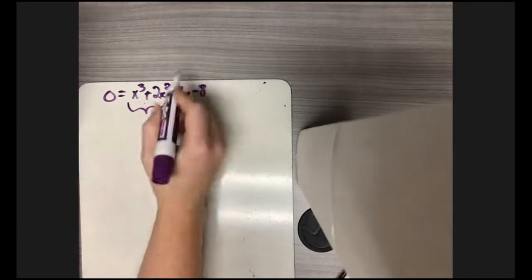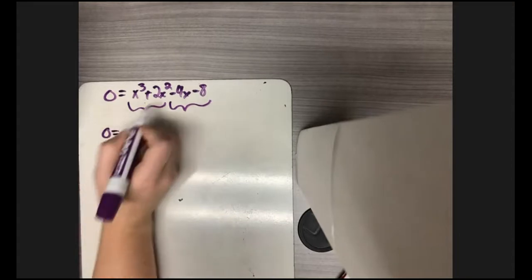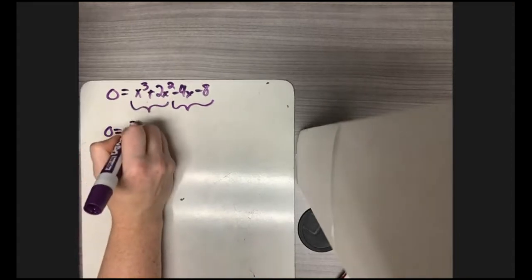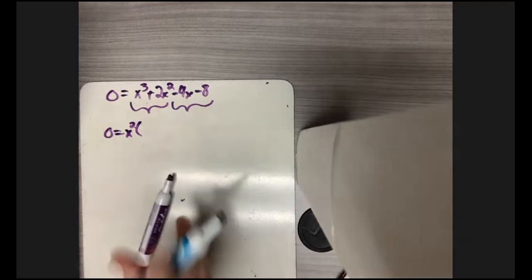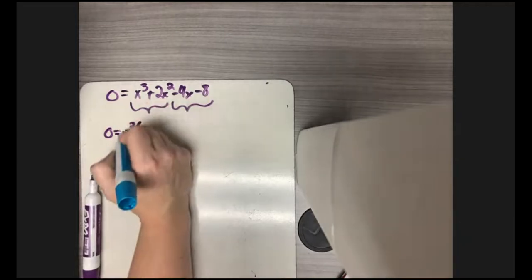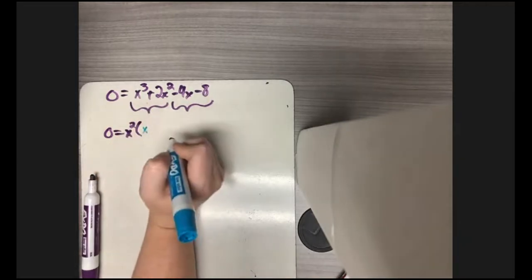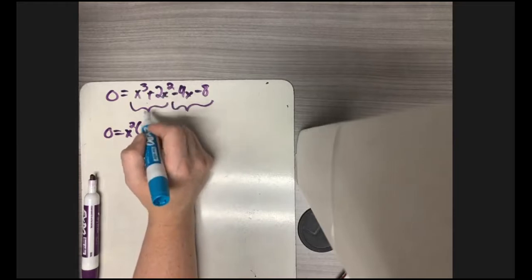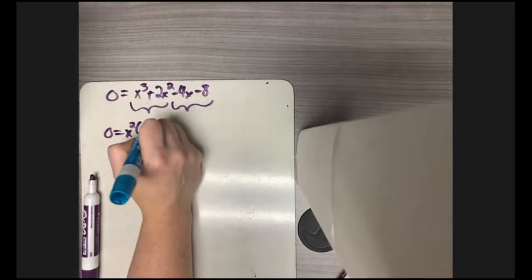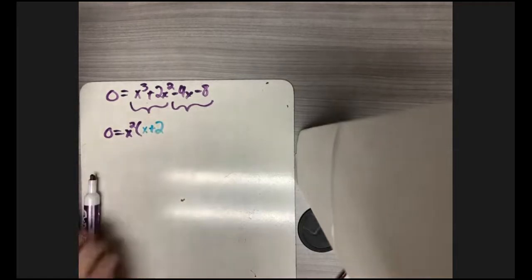So we're going to partner pair the first two and partner pair the second two. The first two have an x squared in common. I'm going to pull this in a different color. That's x cubed. When I take out the x squared, it's going to leave me an x. And then 2x squared, when I take out the x squared, it's going to leave me a plus 2.